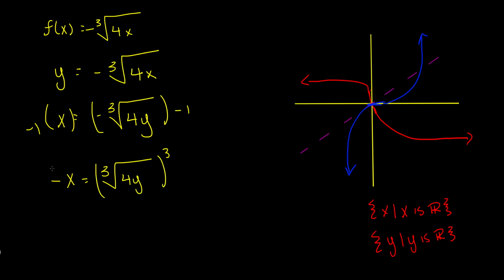Take the cube of each side. And here I'm not doing a plus or minus. Never mind, we're going to leave it at negative because it's still negative x cubed. And then I'm going to divide by 4. So my inverse function is going to be f of negative 1 of x.